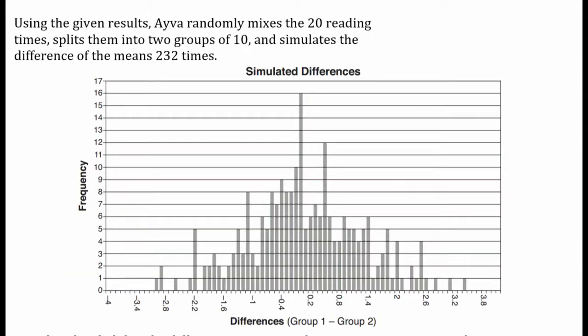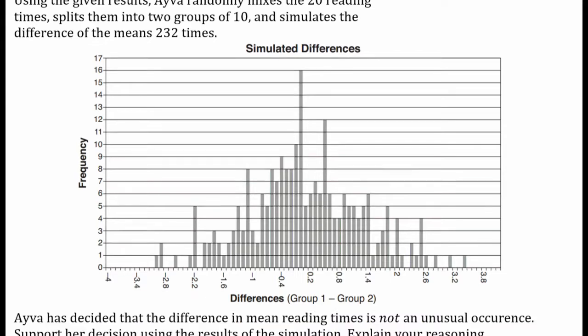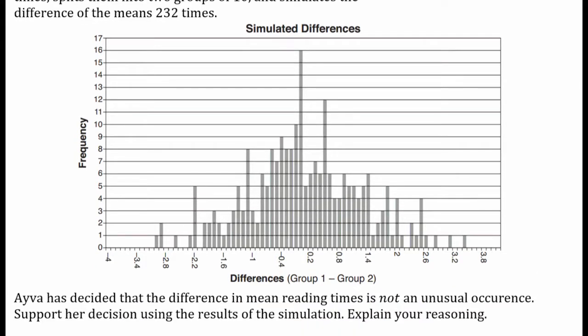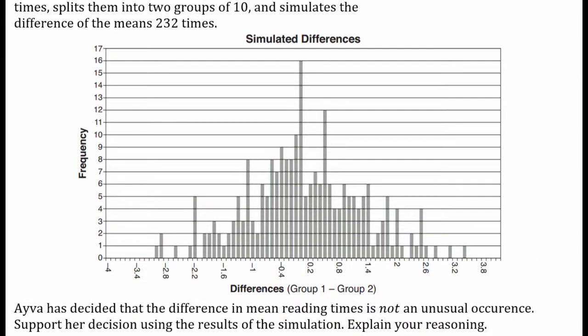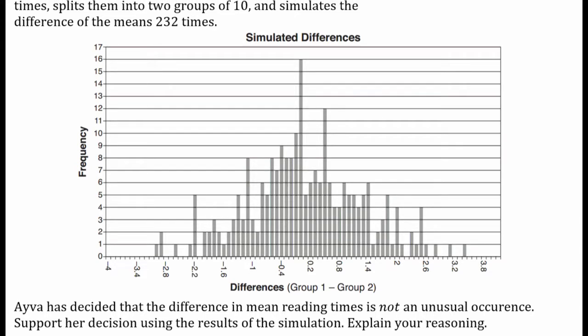Using the given results, Ava randomly mixes the 20 reading times, splits them into 2 groups of 10, and simulates the difference of means 230 times. So she's going through that re-randomization process of take the data, throw it in a bin, split it into new groups, find the difference. Plot that point. Take the data, re-scramble it up again, set it into 2 different groups, find the difference. That's what Ava's doing here. That's that re-randomization process that she did to make this distribution. Ava decided that the difference in mean reading times is not an unusual occurrence. Support her decision using the results of the simulation.